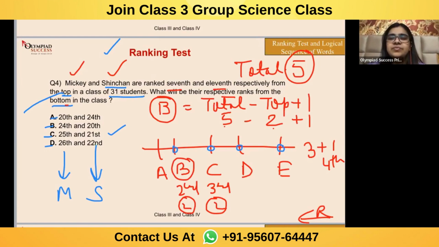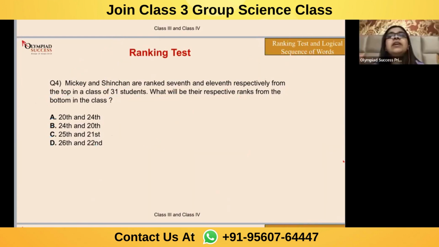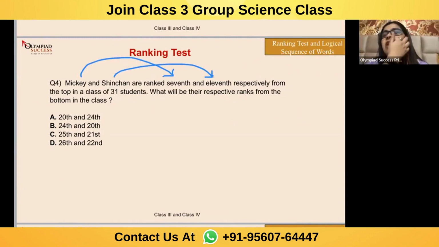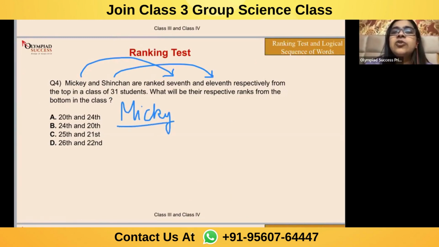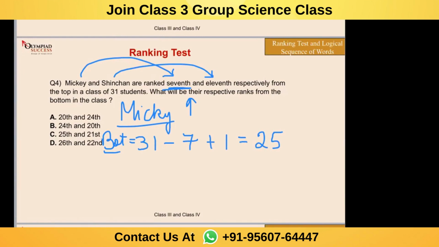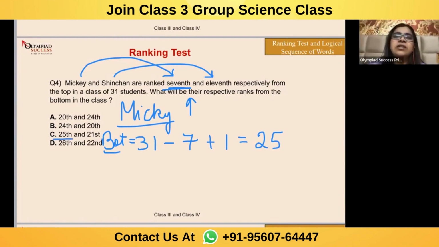Kirtana? Yes, miss. Okay. So, coming back to this question. Now, when we read the question, you will understand that the first rank is of Mickey and the second rank is of Shin-chan. So, if we do all the calculation for Mickey first, we will realize that there are a total of 31 students, out of which Mickey is standing in the 7th position from the top. And if I add this 1 with it, I will be getting the rank of Mickey from the bottom, and that is equal to 25. Got it, Kirtana? Yes, miss. And the only option having 25 is option C. So that will be our answer.